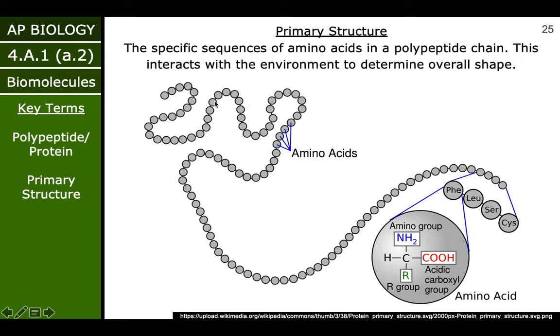So if you were trying to say the primary structure, you could say, oh, it's this amino acid connected to this amino acid connected to, right? So it's just what order? Maybe this one repeats, doesn't matter. Okay? And so this would be our primary structure.